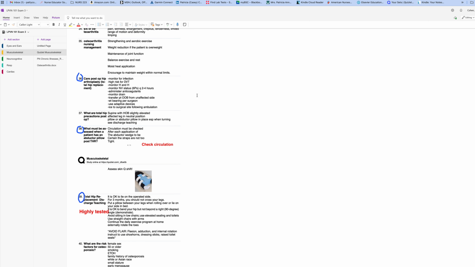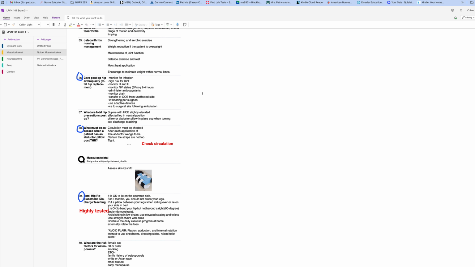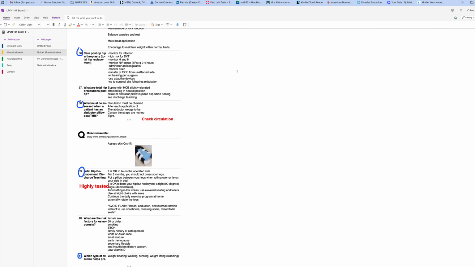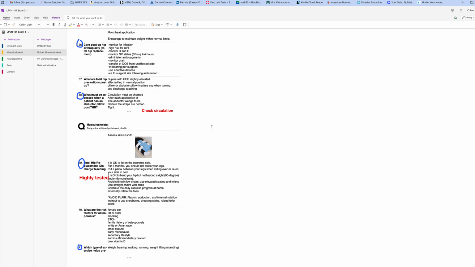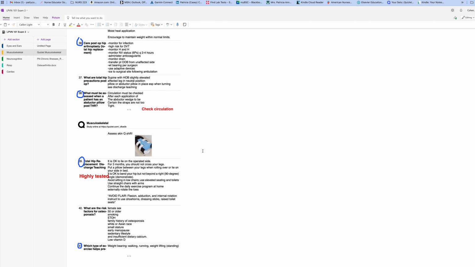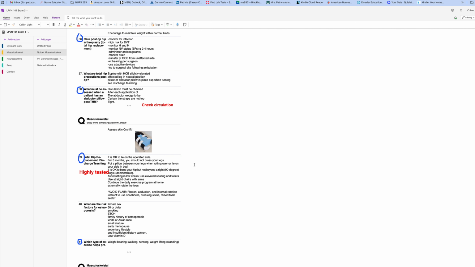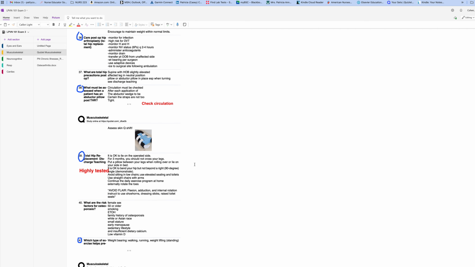Okay, total hip replacement teaching. They can lie on the operative side. It's per the physician if they can do that or not. For 3 months, they cannot cross their legs. You have to tell them to put a pillow between their legs. It's okay to bend at the hip, but not beyond. So nothing beyond a 90-degree angle. Avoid sitting in low chairs. They have to use elevated seating in toilets. Use straight chairs with arms. Continue the daily exercise program at home. And externally rotate the toes.